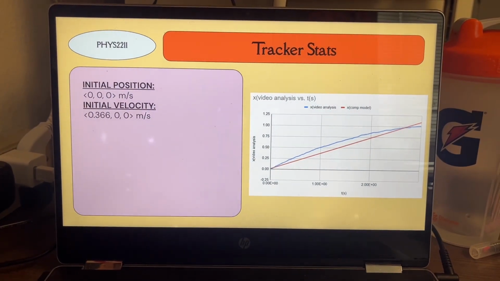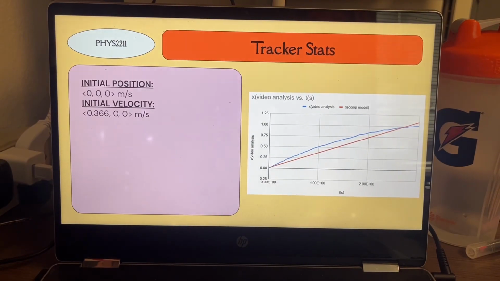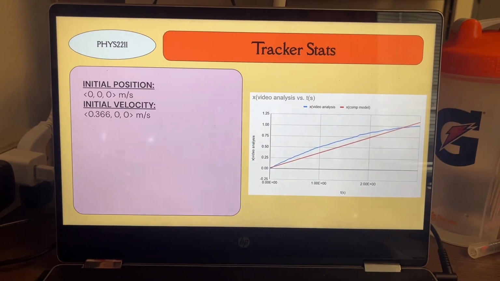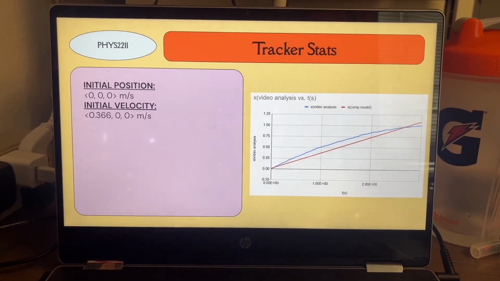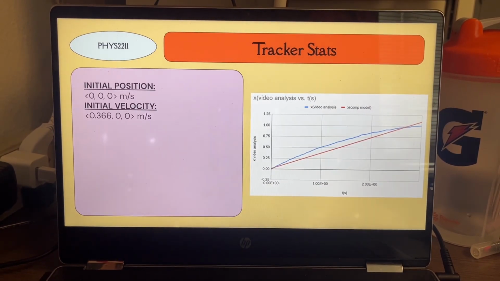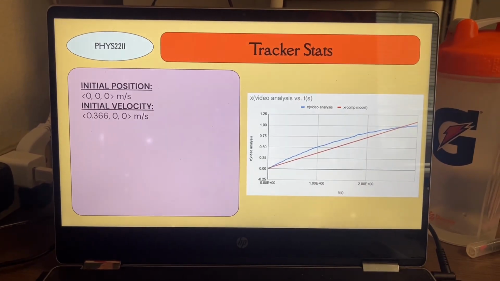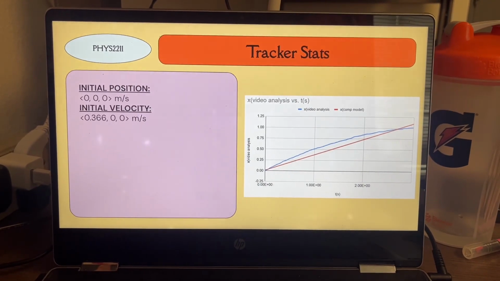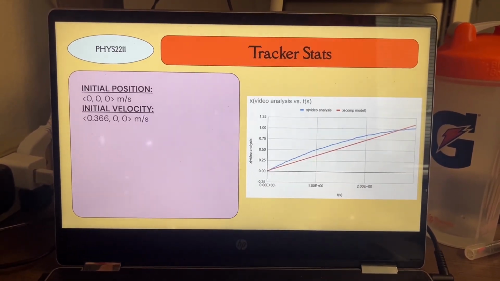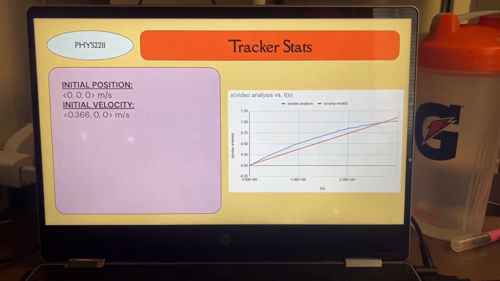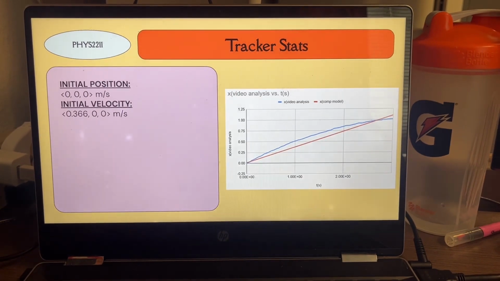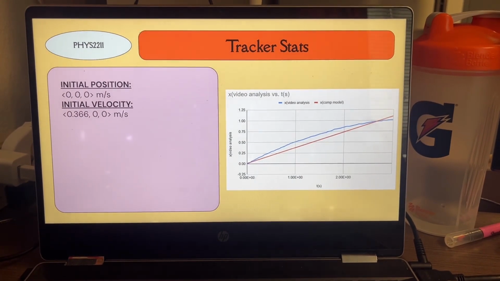Here are the tracker statistics that we found after recording and putting the video into the tracker app. We set our initial position to 0, and the initial velocity was measured to be 0.366 meters per second only in the x direction, which makes sense because we hope it would be in a straight line, so it shouldn't be moving in any other direction. On the right, you can see a graph showing the video analysis versus the computational model, which we programmed through GlowScript.